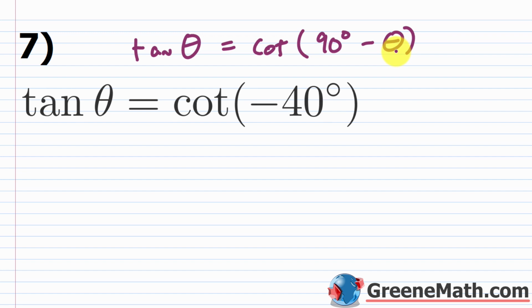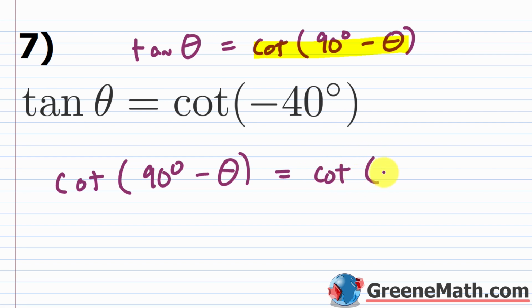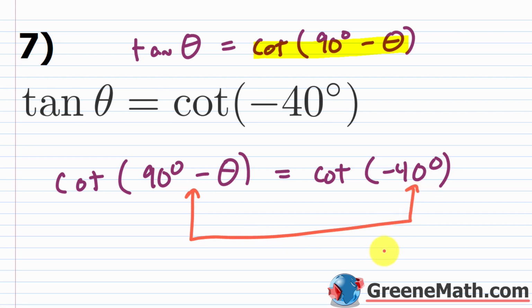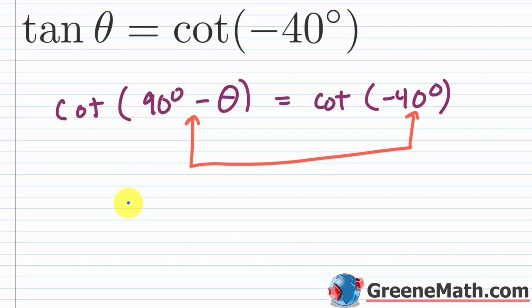So what we're going to do here is actually just replace the tangent of theta with this guy right here, the cotangent of 90 degrees minus theta. So that's all you have to do. So we're going to say this is the cotangent of 90 degrees minus theta, and this equals the cotangent of negative 40 degrees. Now, the reason this works is because you have cotangent over here and cotangent over here. So the only way that this can be equal is if this angle measure here is equal to this angle measure here. So what we'll do is say that 90 degrees minus theta is equal to negative 40 degrees.